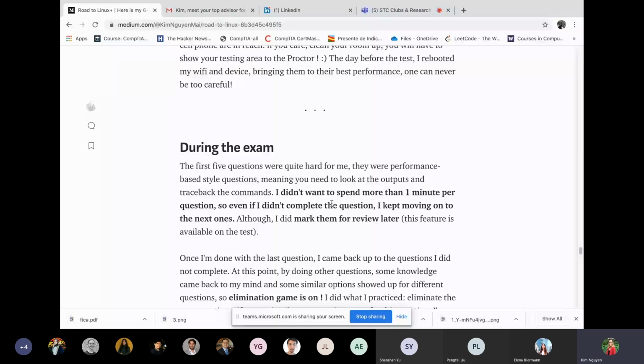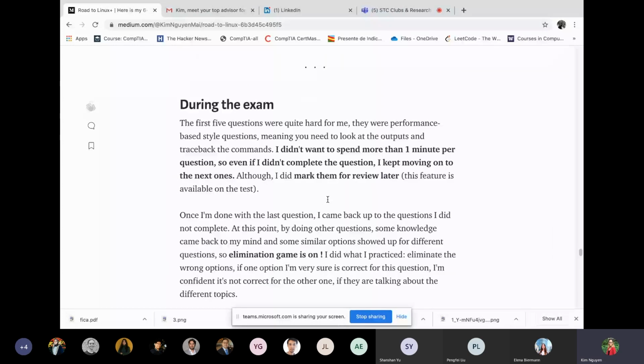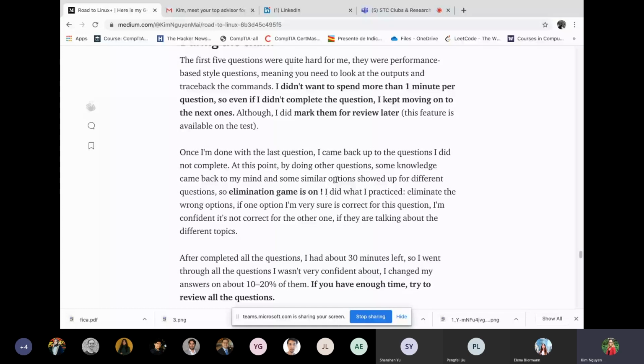For the questions that I wasn't sure about, there's a feature that lets you mark those questions to review later, so I just marked them. Once I finished the last question, I came back up to the questions that I didn't finish. By that time, because you go through 90 questions, a lot of knowledge had already come back to you, or you get hints from the other questions, because the same options show up in different questions. It gives you an idea of how things might look, or that this thing might be related to that thing. So it helped me come back to the first questions and complete them.